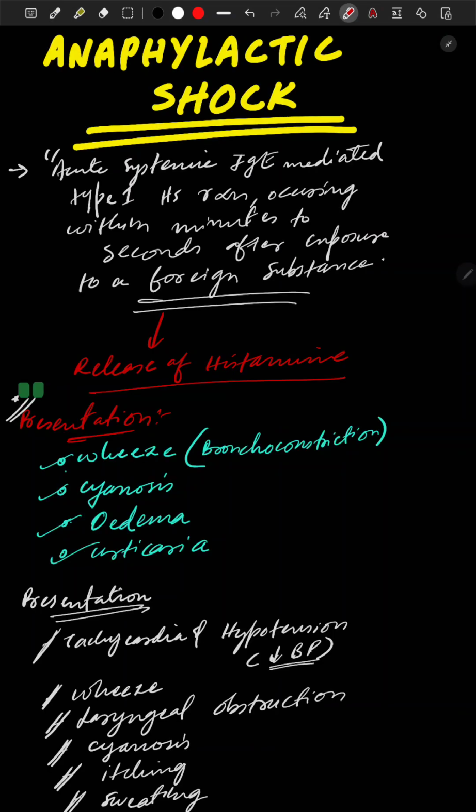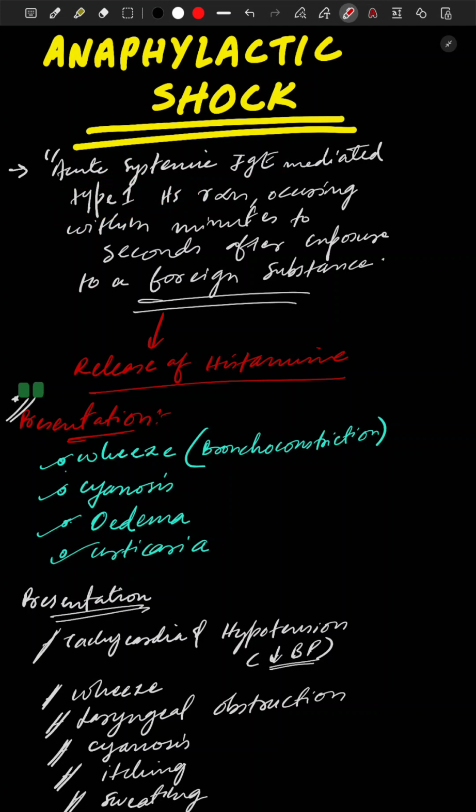What is an anaphylactic shock? Anaphylactic shock is an acute systemic IgE mediated type 1 hypersensitivity reaction. You have to remember this, it is IgE mediated type 1 hypersensitivity reaction occurring within minutes to seconds after exposure to a foreign substance. You all know that when there is an exposure to a foreign substance, there is release of histamine in the body. That is the actual definition of anaphylactic shock.